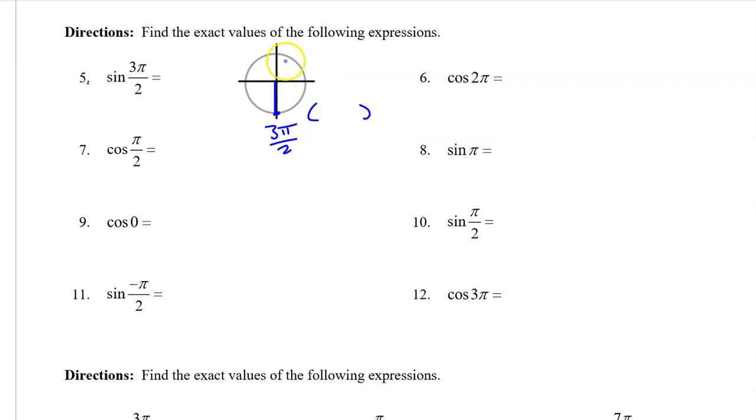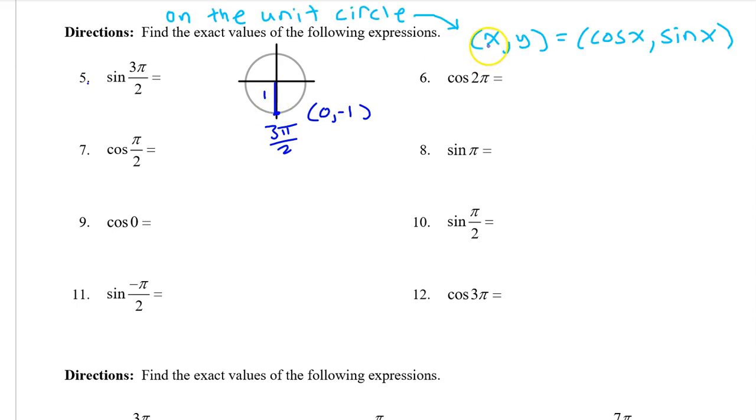And this is a unit circle. So the radius is 1. So the coordinates will be 0, comma, negative 1. 0 because we are right on the y-axis, and negative 1 because we are 1 unit down. Remember that on the unit circle, cosine x is the x value, and sine x is the y value. So in this case, we want sine, so that's the y value, which is negative 1.